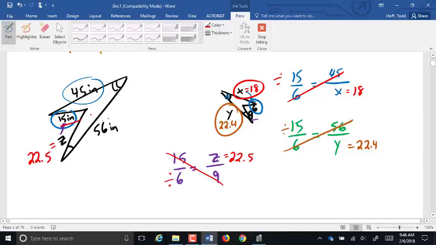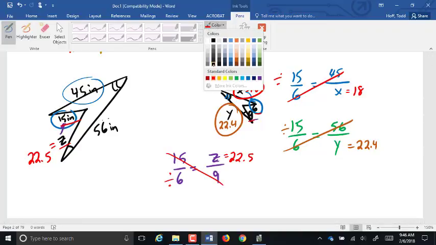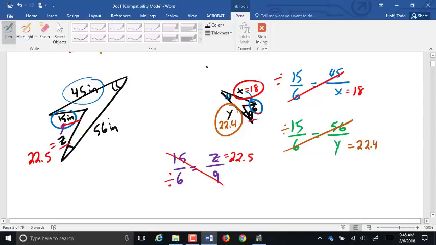Yeah. 15 goes to 6, right? Z goes to 9. So 15 times 9, then divide by 6. Does that make sense? Any questions? Okay.